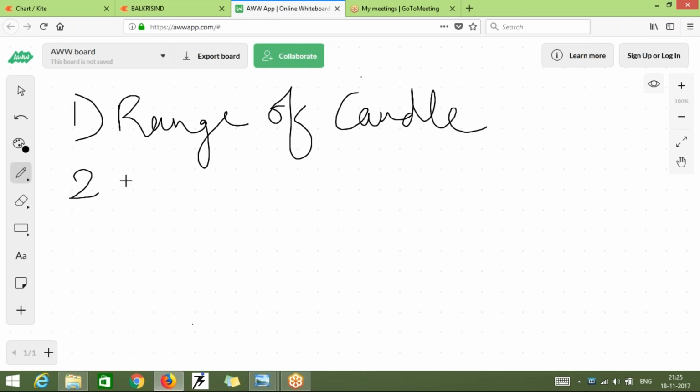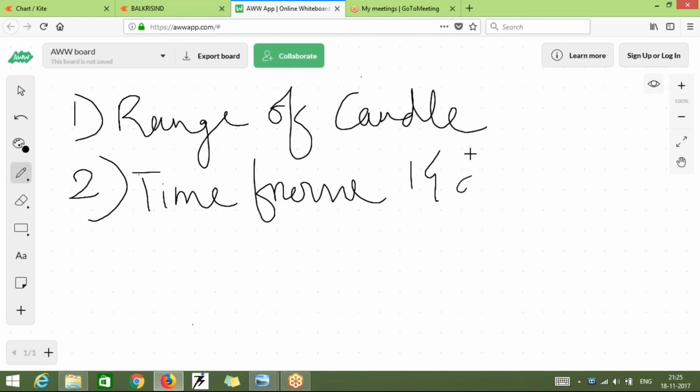And the second thing is, a time frame of 14 days is also being considered. It's not like we are trading or seeing for a single day or 2 days, 3 days. A time frame of 14 days, the last 14 days' candles, are taken into consideration for the calculation of ATR. So let me write it, it's time frame for 14 days.